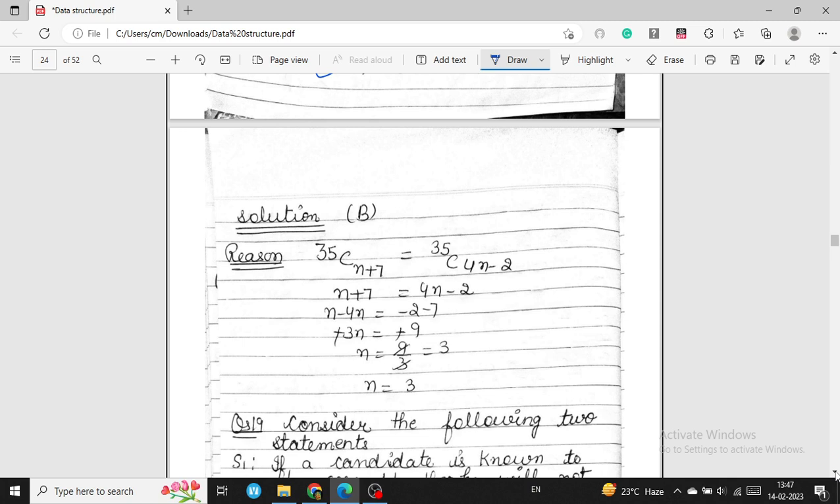35cn plus 1 equal to 35c 4n minus 1. This one cut with this one, and we remaining value n plus 7 is equal to 4n minus 2. N minus 4n is equal to minus 2 minus 7, minus 3n equals minus 9, minus cut, and 3 is the 9. N is the answer.